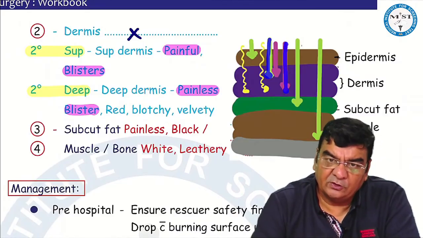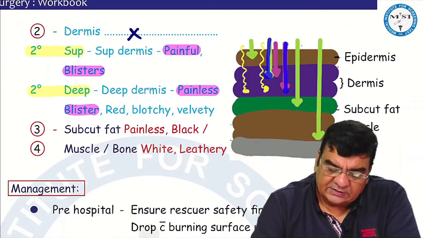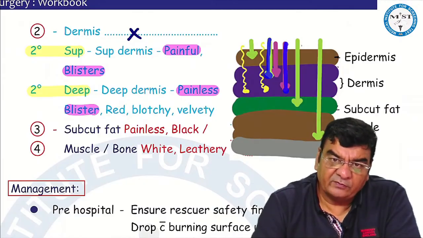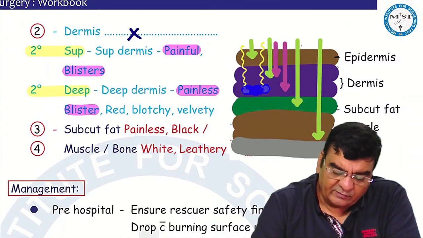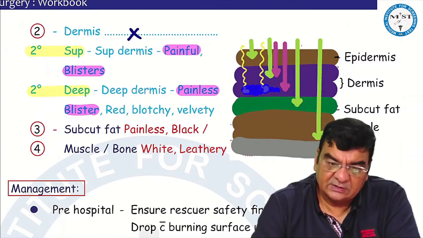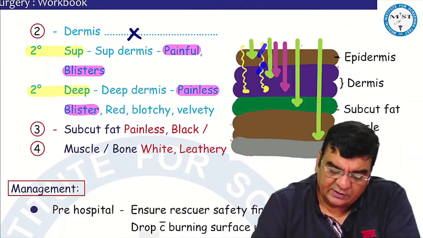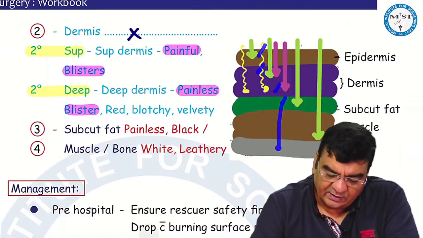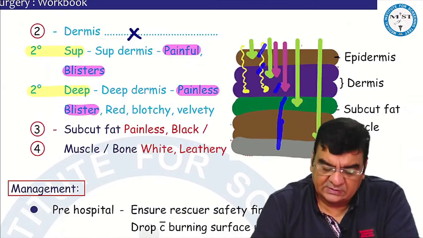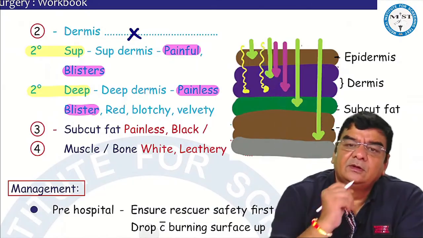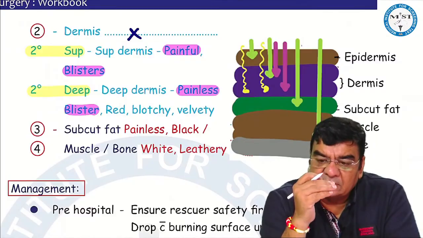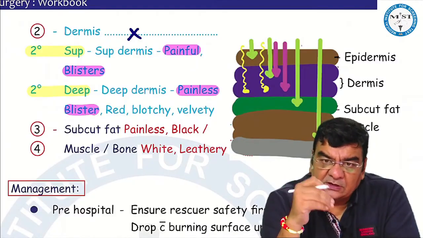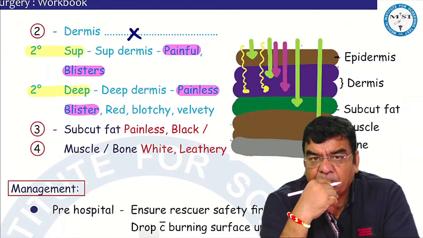Blister formation is very common in second degree burns, and second degree deep burns are red, blotchy and velvety in appearance. Second degree deep burns, if the nerve endings are gone, will be painless. That means first degree and second degree superficial are painful, but second degree deep, third degree or fourth degree will be painless, right? We should not break the blisters because blisters act as a sterile dressing and prevent any external contamination.